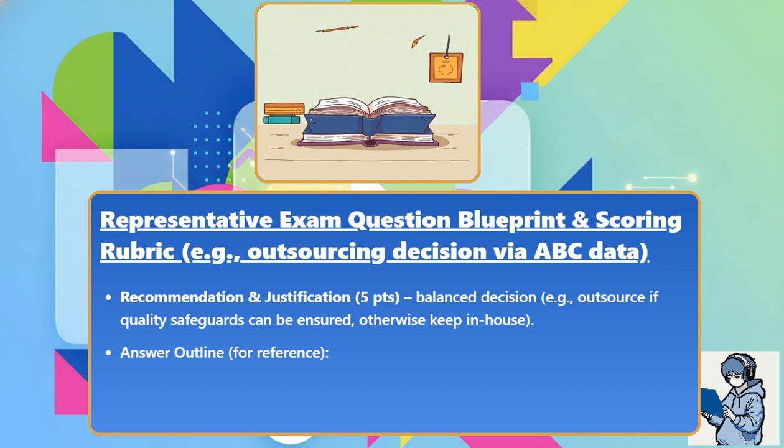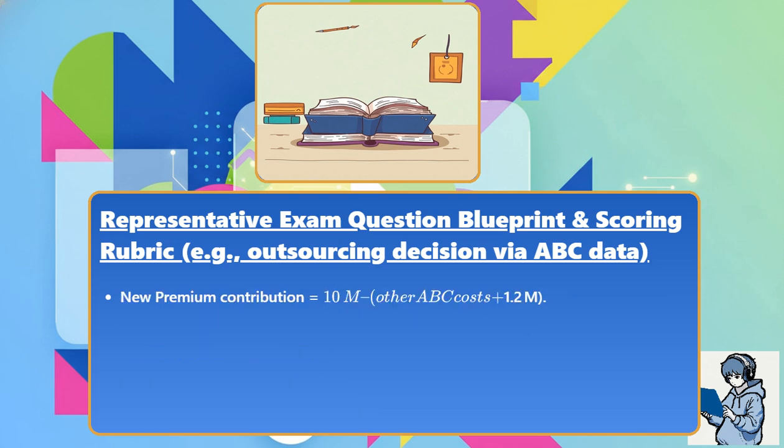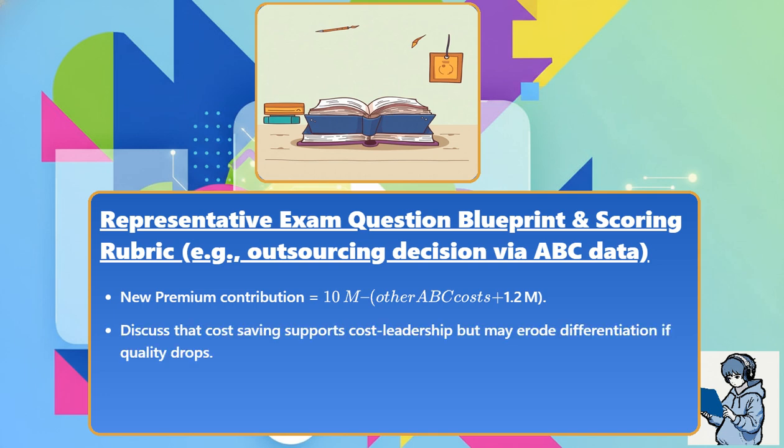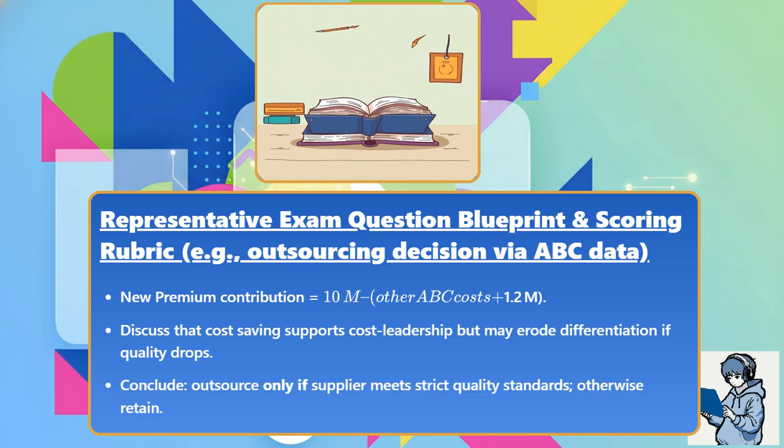Answer outline for reference. Allocated assembly cost equals $1.6 million. Outsource cost equals $1.2 million, saving $400,000. New Premium contribution equals $10 million minus the sum of other ABC costs and $1.2 million. Discuss that cost saving supports cost leadership but may erode differentiation if quality drops. Conclude: outsource only if the supplier meets strict quality standards, otherwise retain.